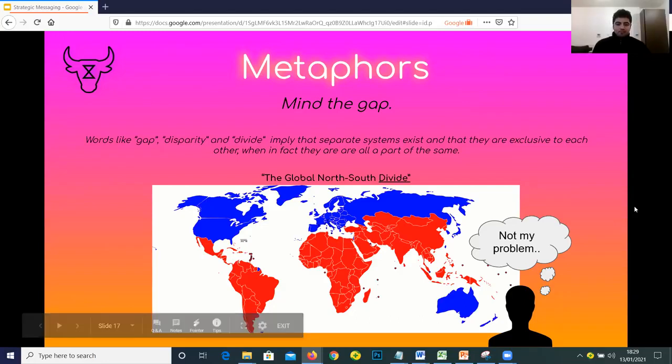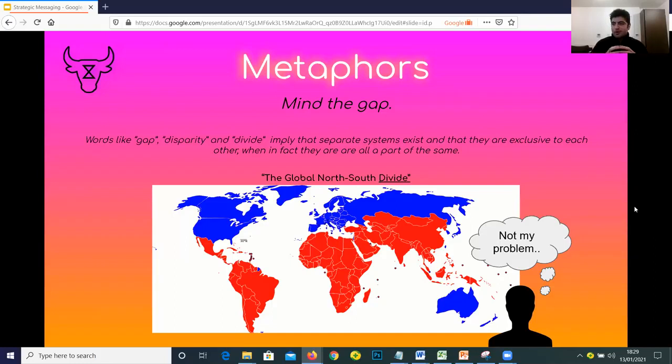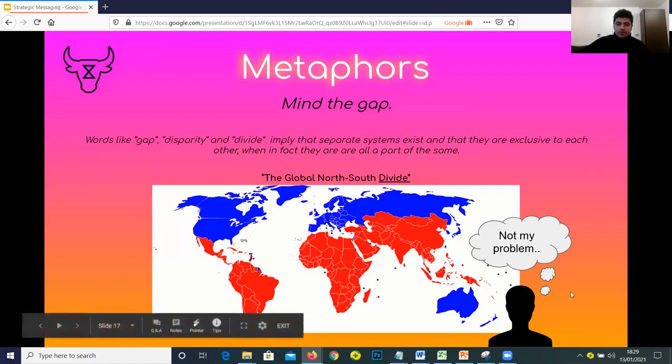Yeah, so the word gap, disparity, or divide implies that there's two separate systems when in fact there's only one global economy, right? And it takes away the accountability of the participants within the global economy on how they're detrimenting the global south.